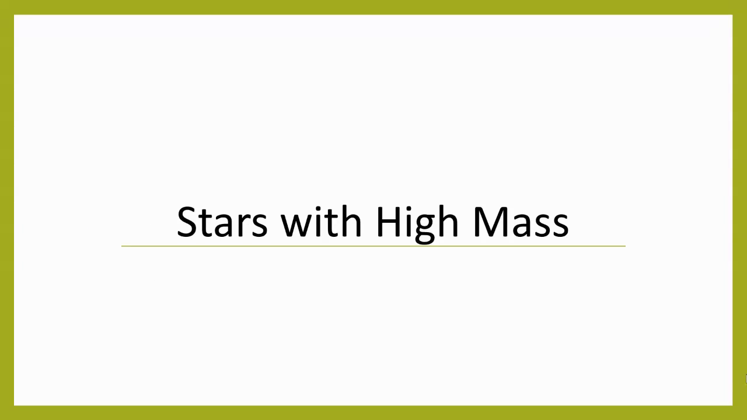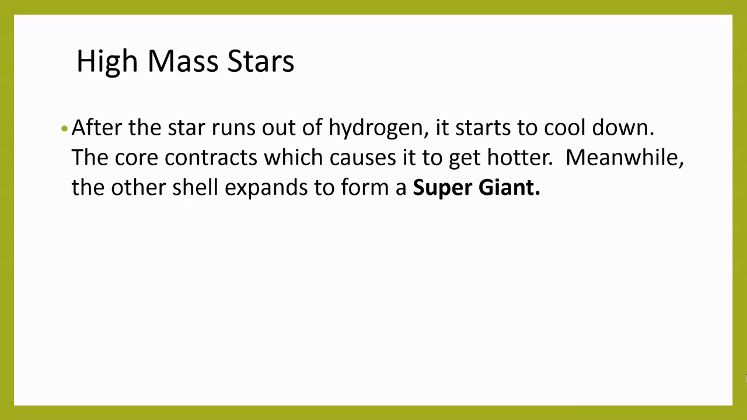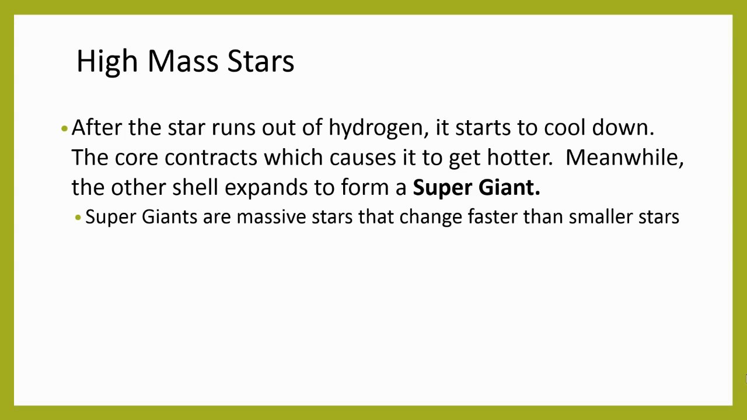Now let's go ahead and talk about high mass stars. Similar things happen. Just like that low mass star, eventually they run out of hydrogen and they start to cool down. At this point in time, the core contracts, and that causes the core to get hotter. Meanwhile, the outer shell of that star is going to expand, this time forming a supergiant. This is going to be even bigger than that red giant that we had with those smaller stars. Those supergiants are absolutely massive stars.